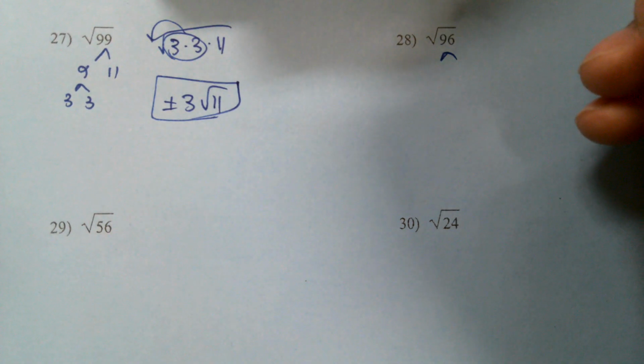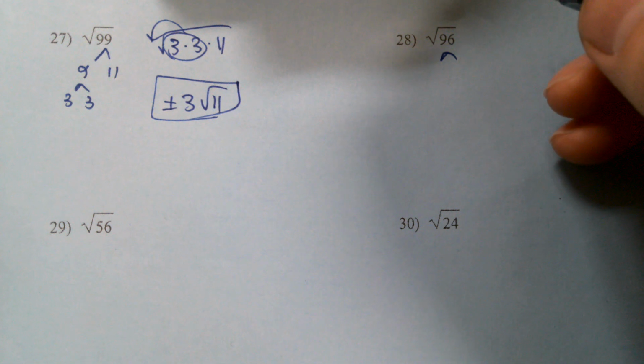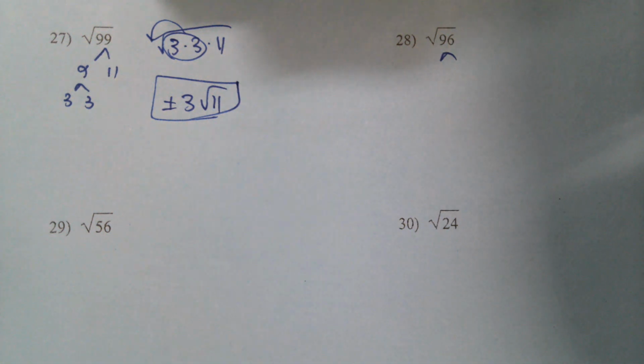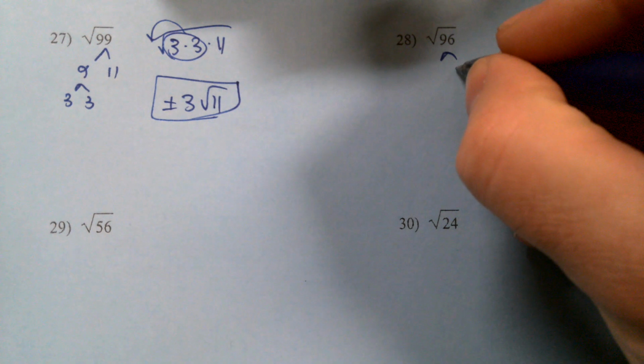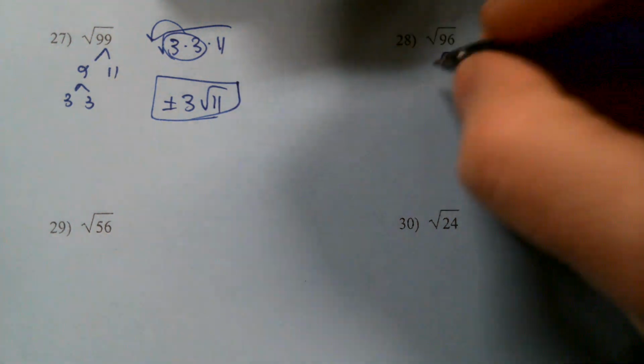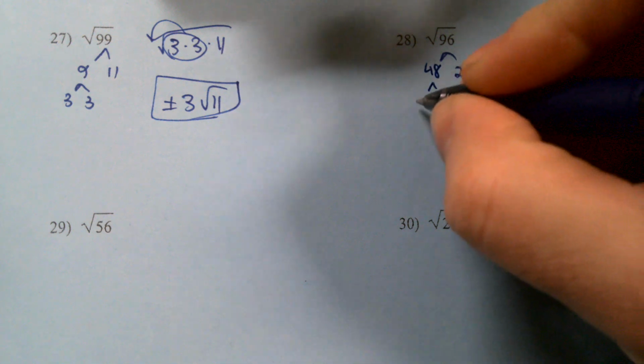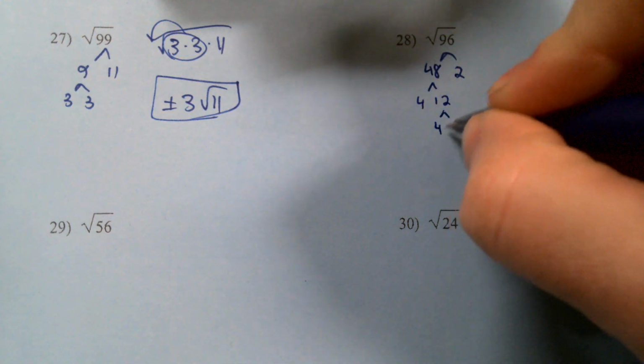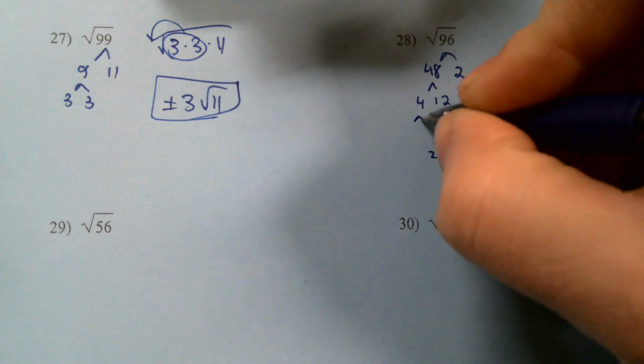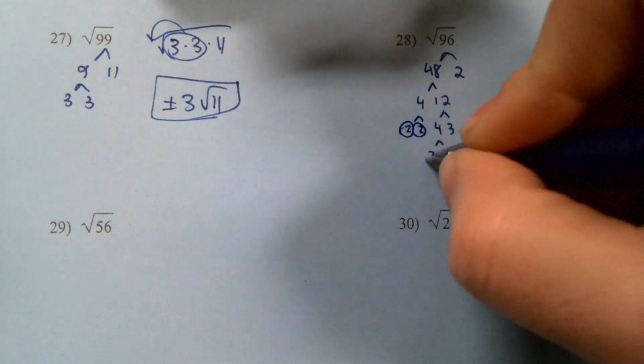96. Can't divide it by 9. We can divide it by 2, I guess. Yeah, let's divide it by 2. So we get 2 times 48. 48 is 4 times 12. 4 times 3. 2 times 2. 2 times 2. Wow, what a crazy factor tree that one was.